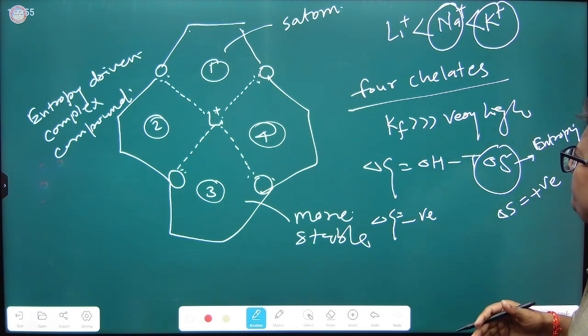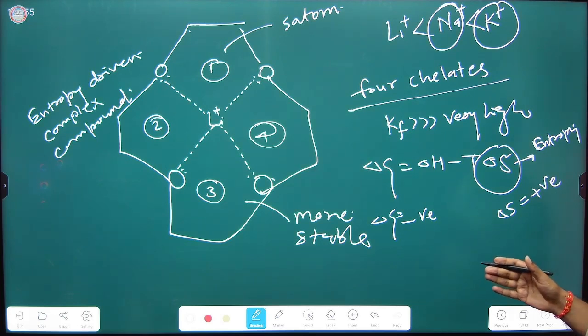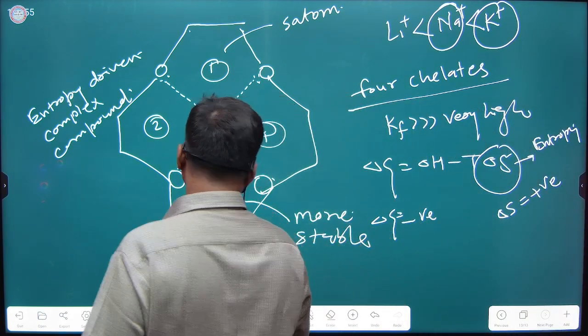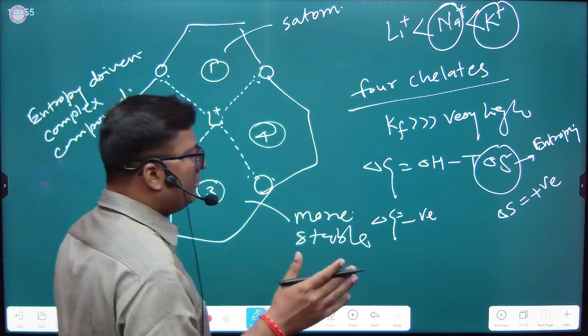So these are the ideas or concepts in the chemistry when we talk about the crown ether complex of the alkali metal cation.